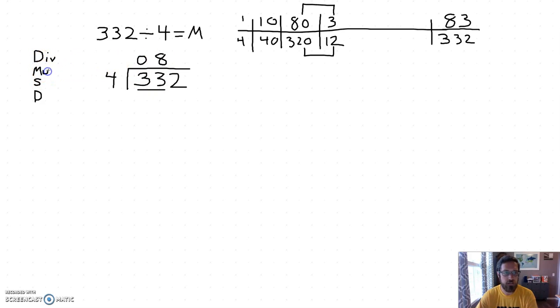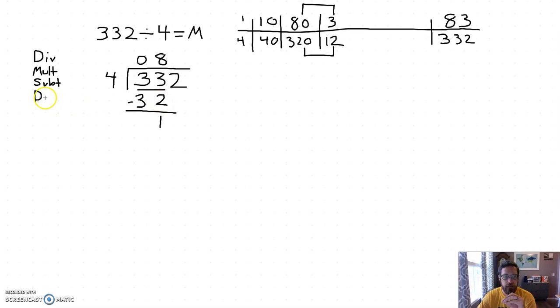Then here, this is multiply. And then I think to myself, what did I just write? I just wrote the 8. So I multiply the 8 times the 4 is 32, and I put that underneath. Okay, so I multiplied. Now the S stands for subtract. What did I just write? I just wrote the 32. So now I'm going to subtract the 32 from 33, and 3 minus 2 is 1. Now, I'm not doing the whole 332 minus 32. I'm just doing the 33 minus 32.